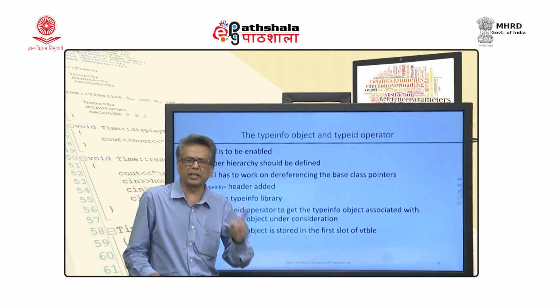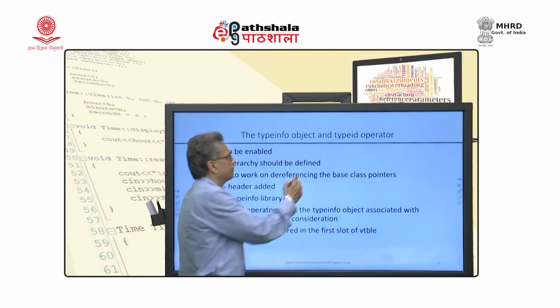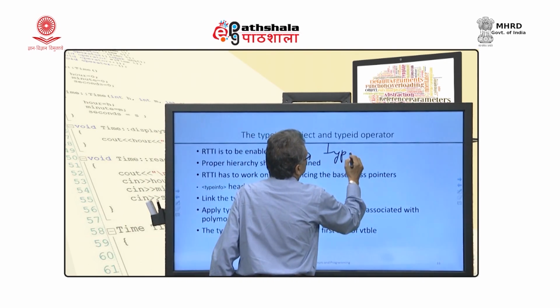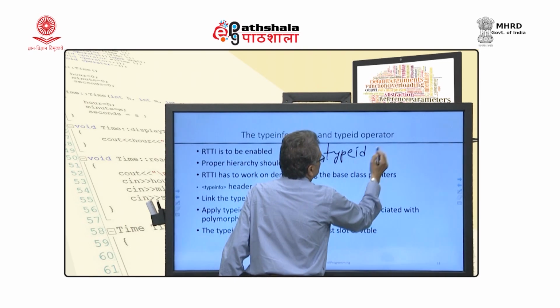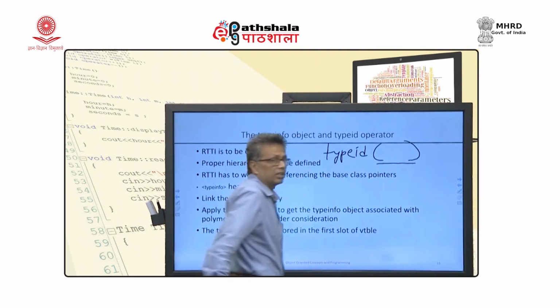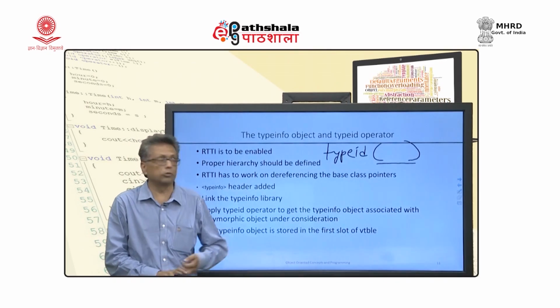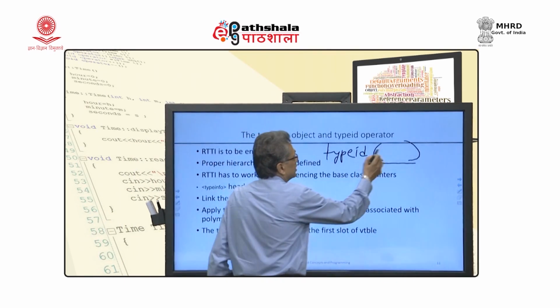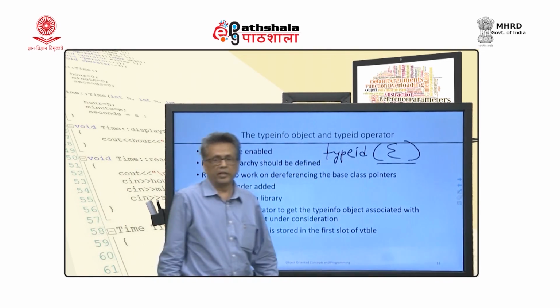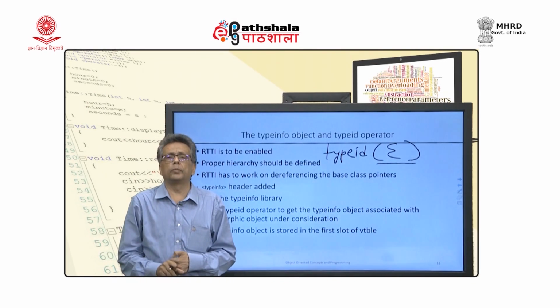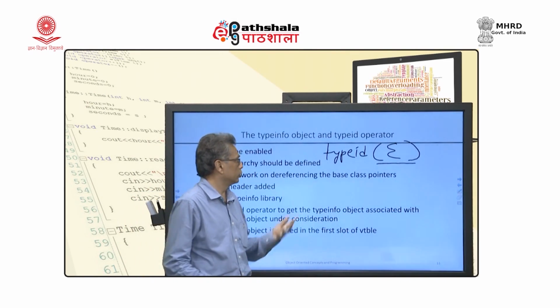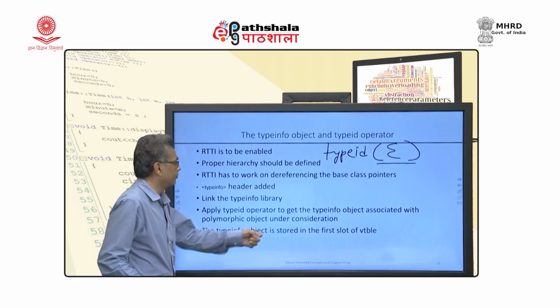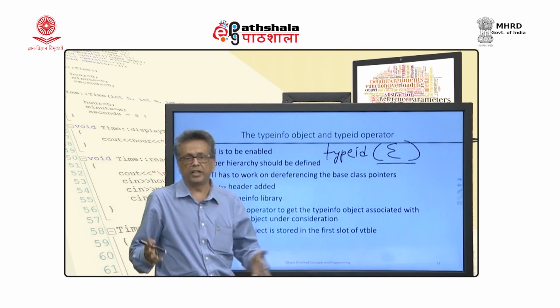Whenever you apply a typeid operator, you can do something like this: typeid(object name) will return a type_info object associated with this object. Maybe this is employee E. So, what will it do? It will return a type_info object associated with employee, and so on. The type_info object is stored in the first slot of the vtable.